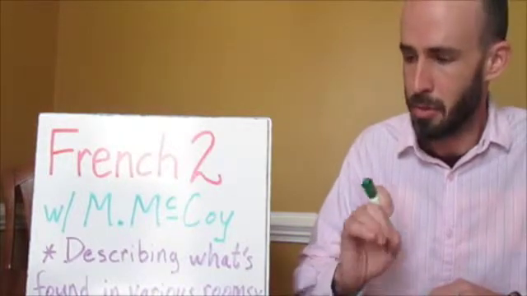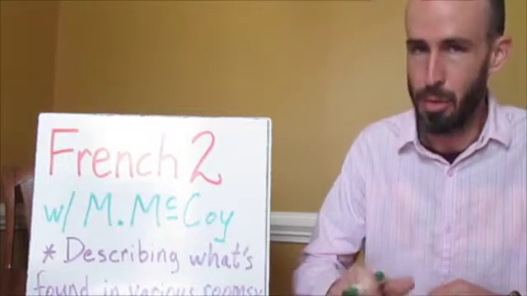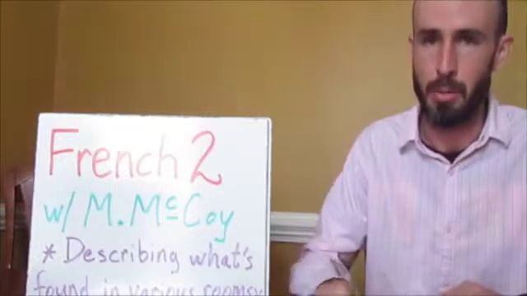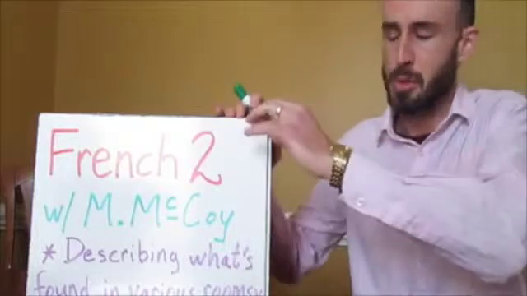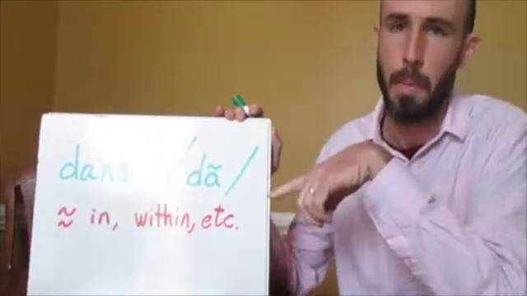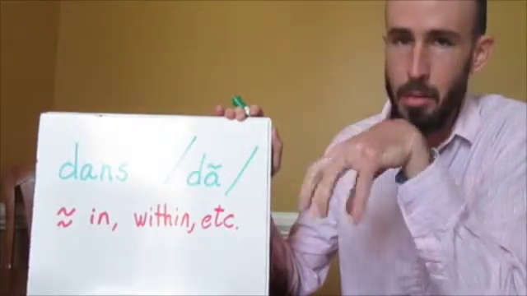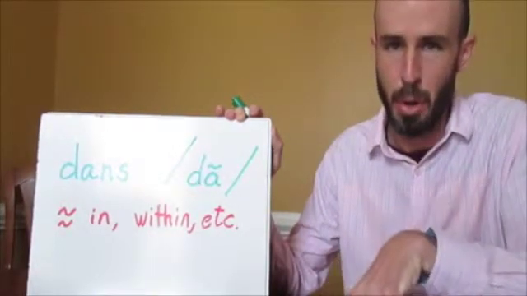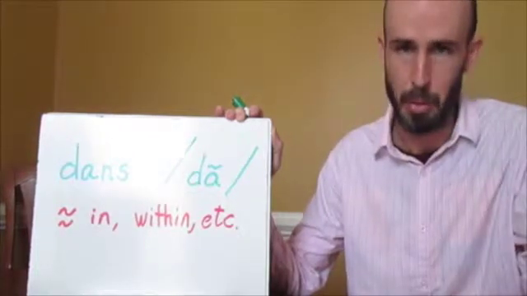So our learning objective for this lesson is simply for you to be able to describe what there is or isn't in different places, such as different parts of your house, your apartment. To do that, first thing I'm going to show you new is a handy preposition, dans. It means in, as in a certain space. Preposition is dans, like in an envelope, in my pocket, in the living room, in the bathroom.